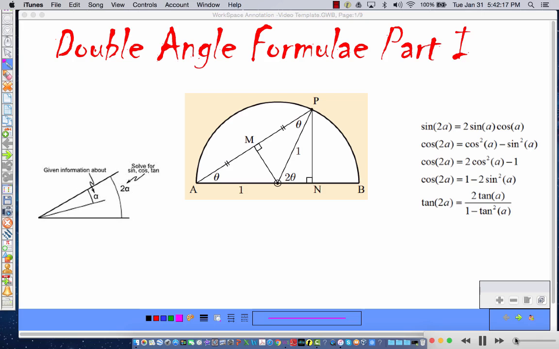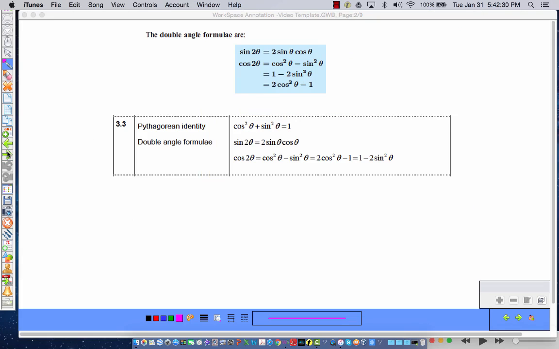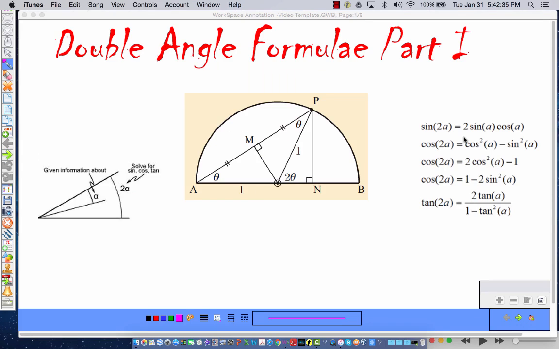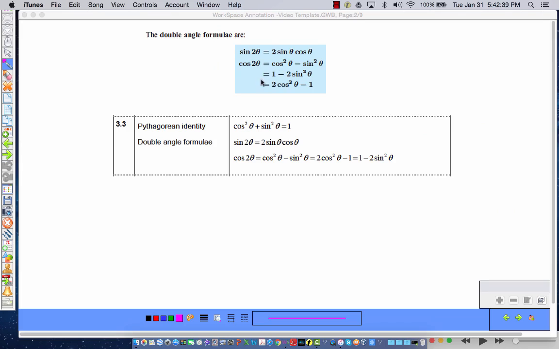Today we are talking about double angle formulas. This is part one. We are continuing our trigonometric relationships and identities. So let's get right to the double angle formulas. There they are. These are the ones that we'll be using. There are some more listed here, but these are the ones that we will be using. This is from the textbook, and this is what is on your formula sheet.